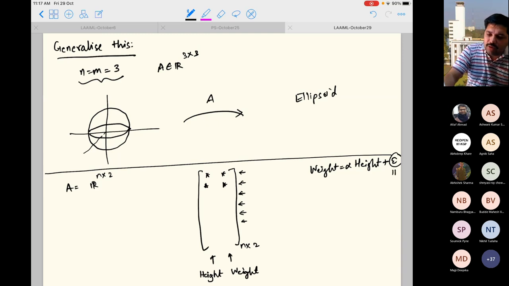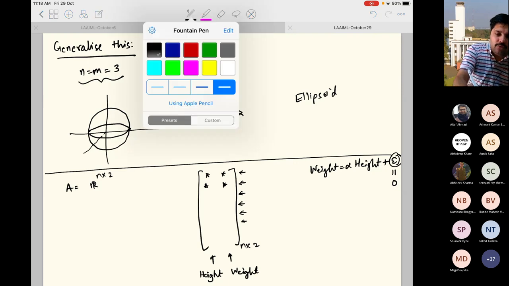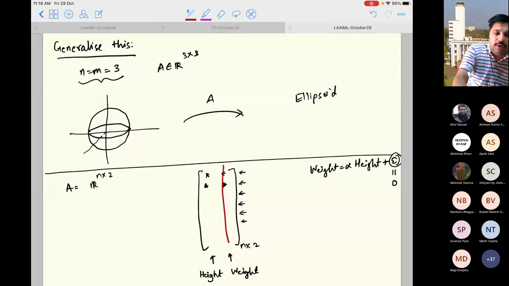So in an ideal situation, if epsilon is equal to 0, then what really happens? In that situation, this column, which is nothing but the weight column, becomes a linear multiple of the first column, which is the height column, right? So what does that mean? That means that the rank of this matrix is actually equal to 1.